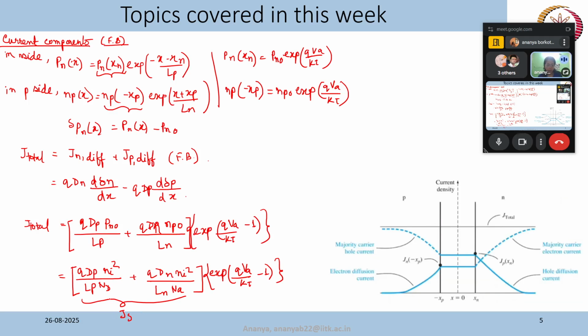because if our device is in reverse bias, then V will be negative, so this exponential term will be very small, and so our current will be approximately equal to minus JS. Okay, so this is our reverse saturation current.